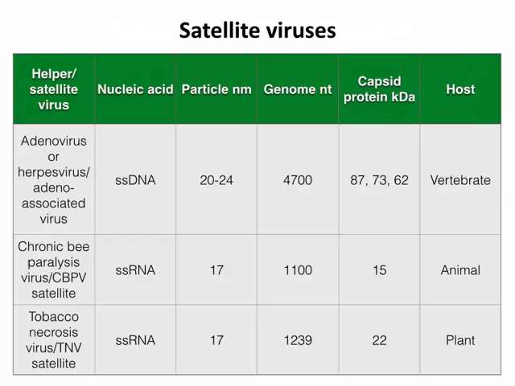Then we have an example of a plant satellite. This is the tobacco necrosis virus satellite. Again, single-stranded RNA, small particle, small genome, capsid protein, infects plants. So again, tobacco necrosis virus on its own will infect plants and cause disease. In the presence of the satellite, the disease is different, sometimes more severe.